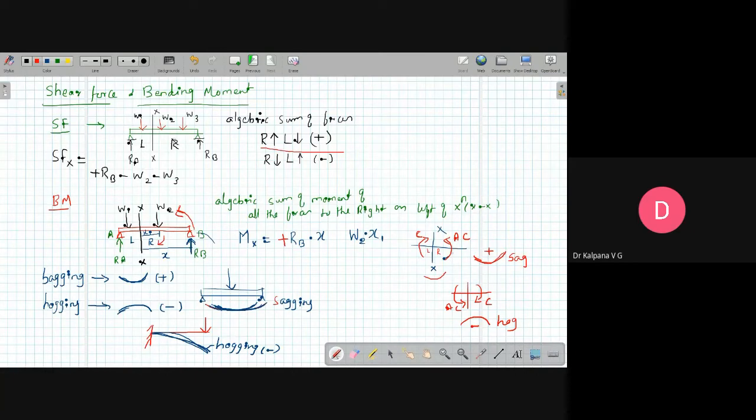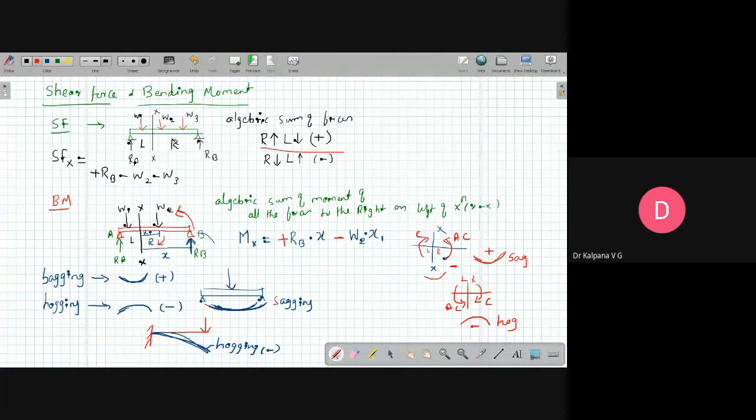So, to the right of the section, clockwise moment is negative. This is how we have to consider while writing the bending moment at a particular section. Sagging will always be right-side anti-clockwise and left-side clockwise. Hogging will be clockwise moment to the right of the section, or anti-clockwise to the left of the section, which makes hogging, a negative one.